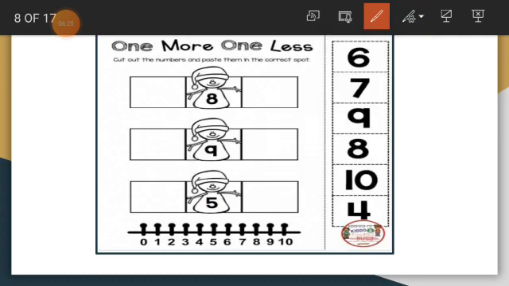Yes. Okay. They have chosen 8, 9 and 5. Okay, we are going to find out the answer. What is 1 more than 8? Look at here, where is the 8 on the number line? Here is the 8. Now the 1 more than 8 is 9. We will add 1 in 8. The answer will come 9. So here we will write it on the 9.